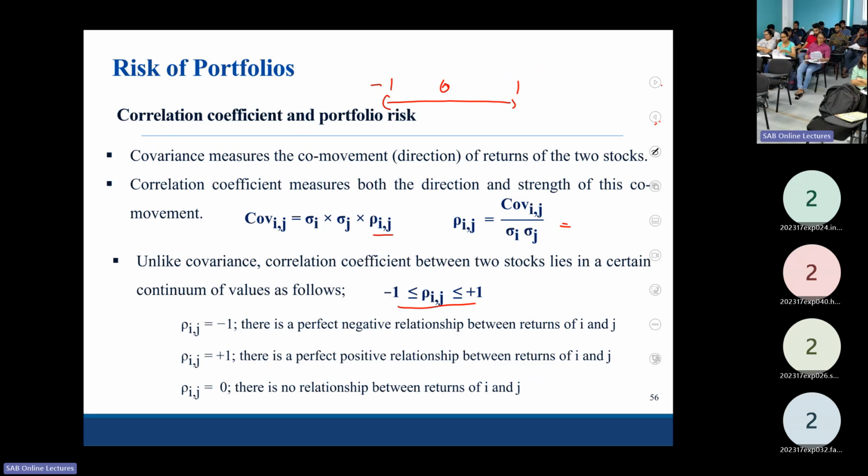The correlation coefficient එක 1.5 වෙන්න පුළුවන්ද? Less than 1. මේ range එකේ තමයි correlation coefficient එක තියෙන්නේ. -1 to 0 to +1.